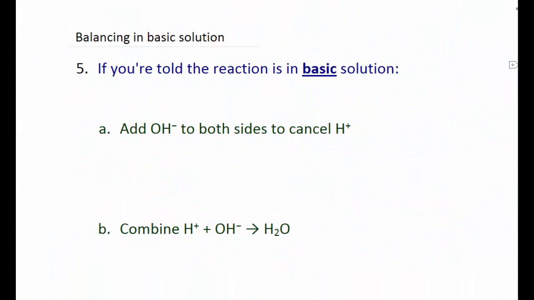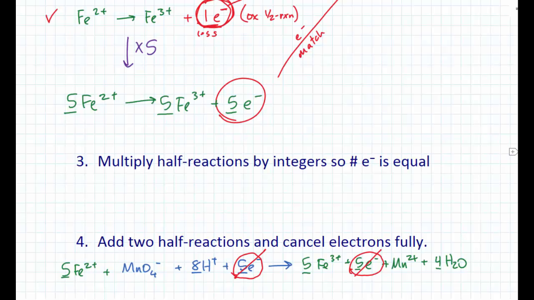So, let's continue on with that same one from before. If you're just told to balance it, or if you're told that it's a neutral or acidic solution, that's just what you do. Okay? The only time you have to do something different is if you are told the reaction is in basic solution. Okay? Just sort of one little extra step. What we have to do is add OH minus to both sides to get the H pluses to cancel. It's a little acid-base neutralization that happens here.